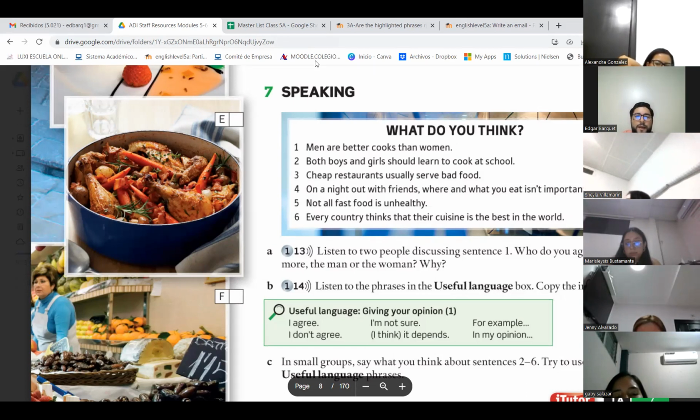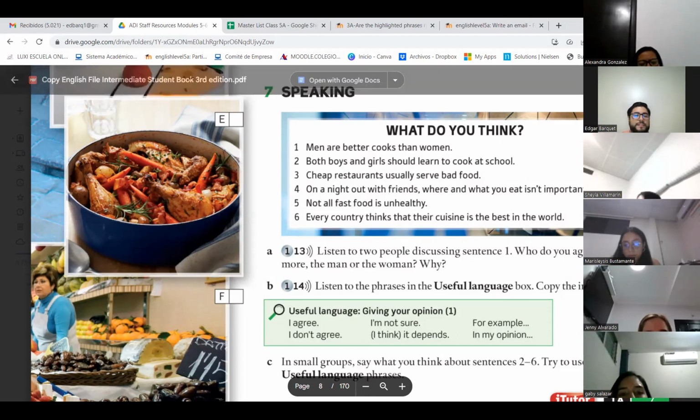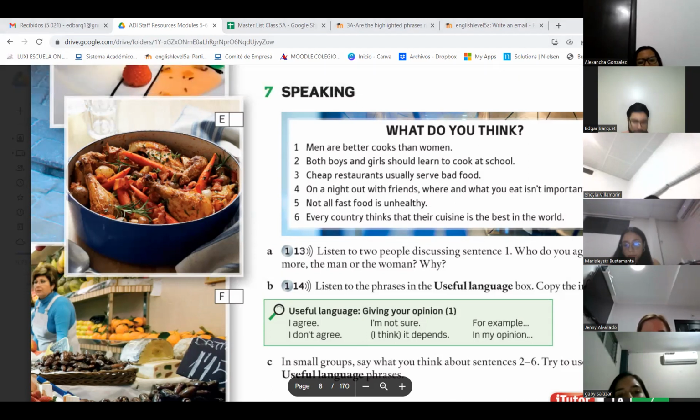All right, let's go to the final proposal. It says, every country thinks that their cuisine is the best in the world. Do you believe Ecuadorian food is the best in the world? Might there be other best food? Yes, Natalia, go ahead. Tell us why. Why do you think this is the best? Because Ecuador is very good. It's unique, how do you say unique? Unique. Unique, yeah.